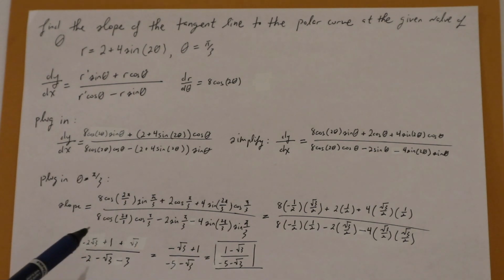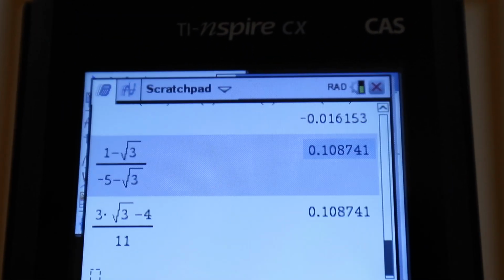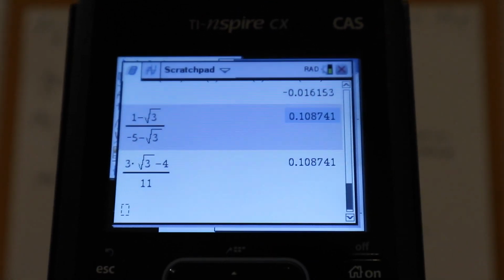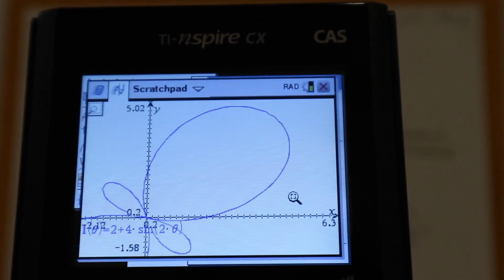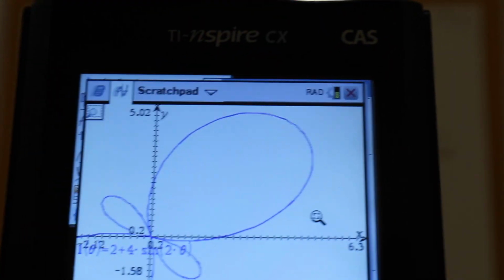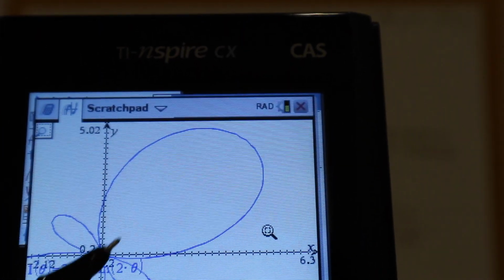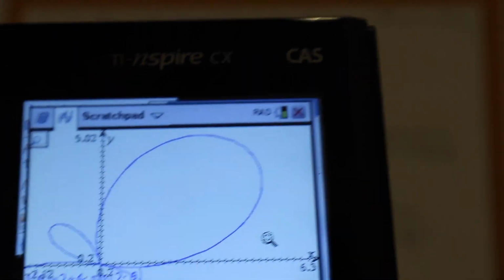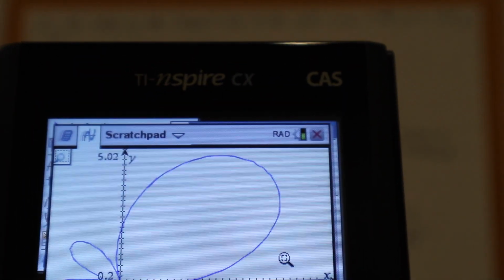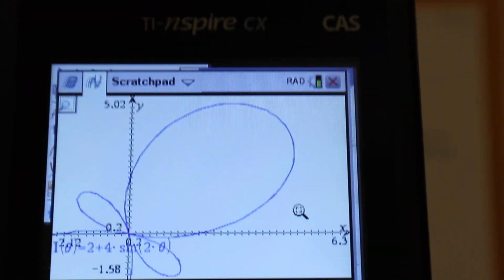So when you plug it in and then you simplify, you end up with 1 minus square root of 3 all over negative 5 minus square root of 3. And that answer is approximately 0.1087. And when you graph it, see at around pi over 3, right here, it seems to be right that it has the slope of a decimal.